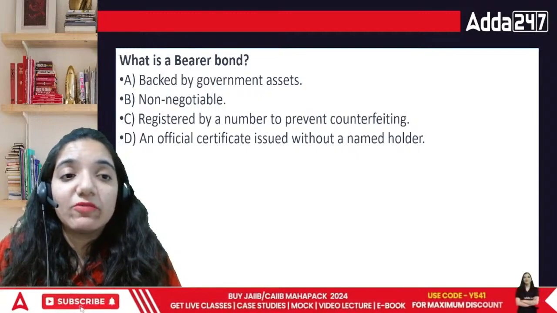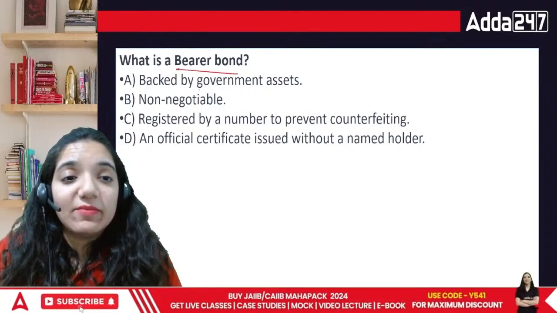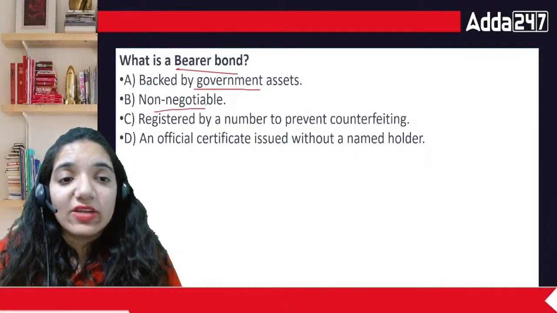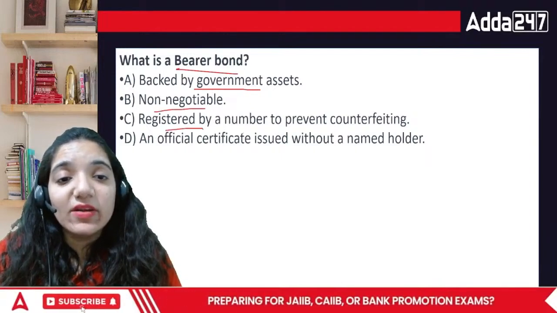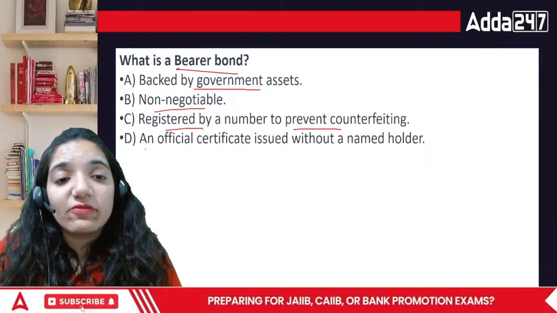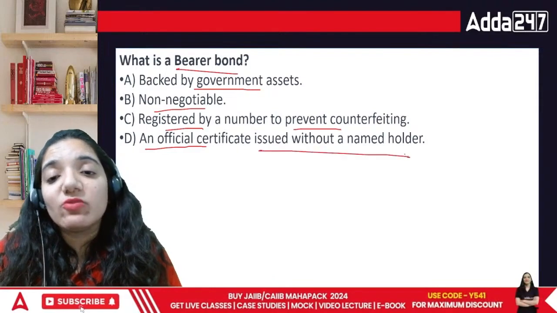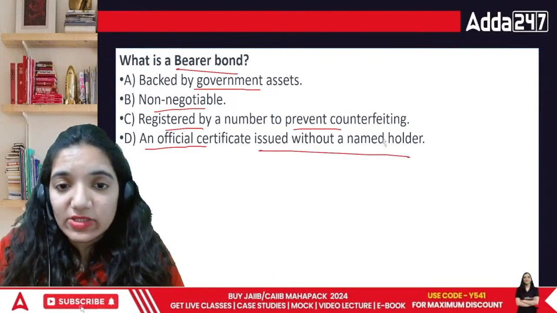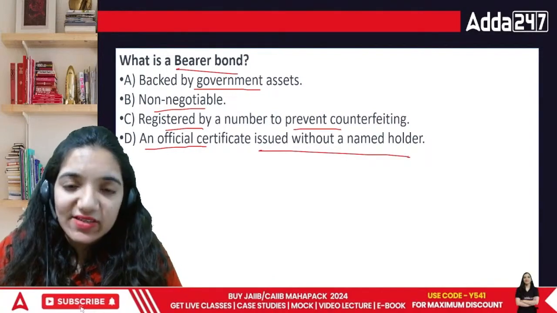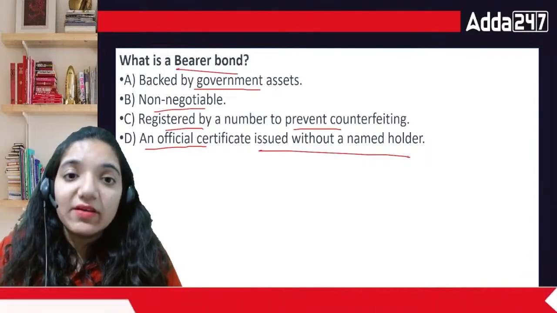So here comes a bond which is called bearer bond, backed by the government assets, non-negotiable, registered by the number to prevent counterfeiting, an official certificate issued without a named holder. Acha, what do you mean by bearer? Person is clearly not stated. That is what we call it as bearer bond.